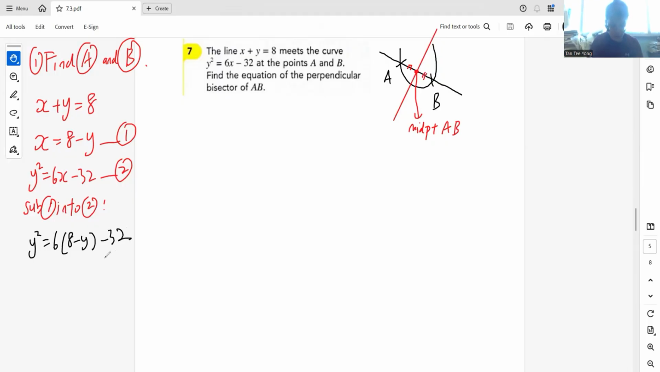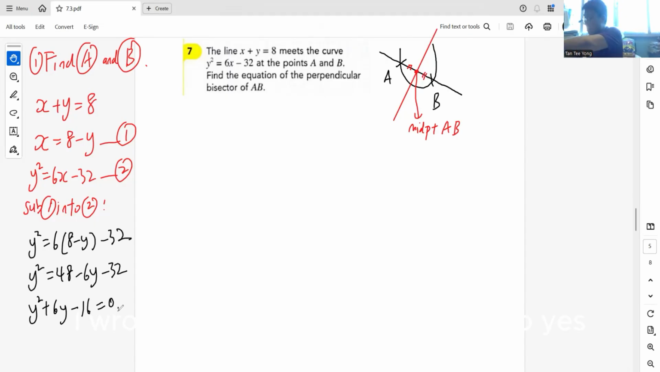Okay, I'm just going to cut short all this. When you simplify it, I'll just show. So y squared equals 48 minus 6y, minus 32. So y squared plus 6y minus 16 equals 0. When you solve for this, you are supposed to get 2 and negative 8.